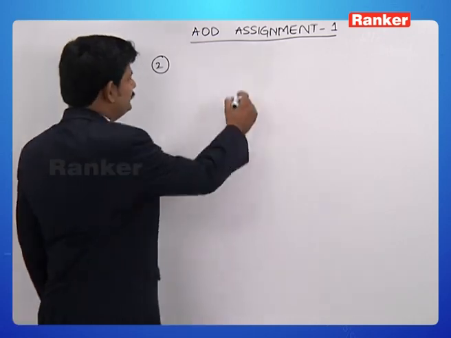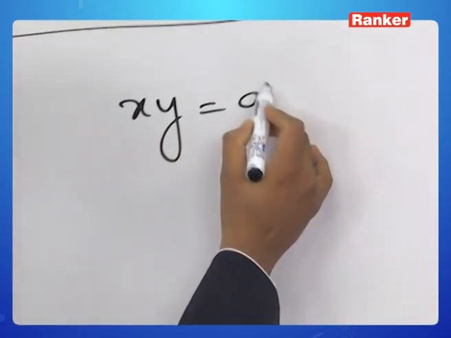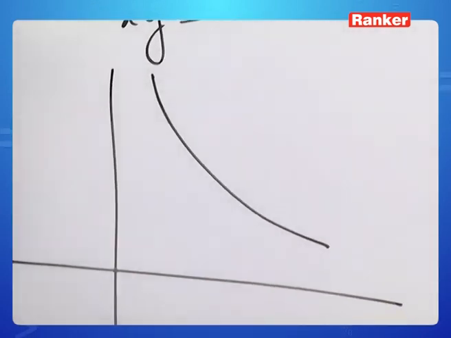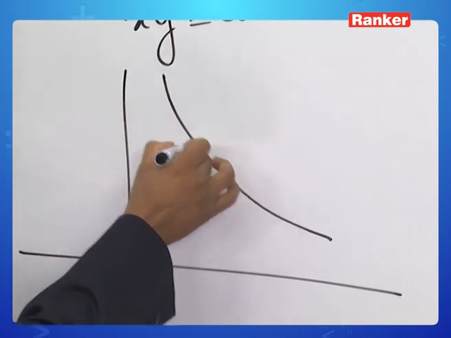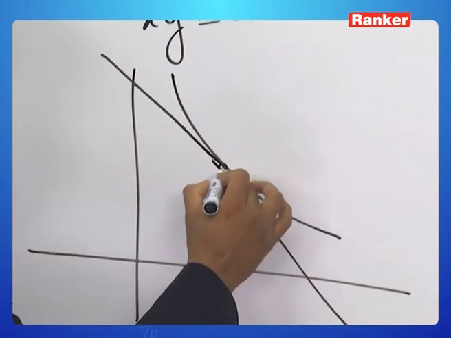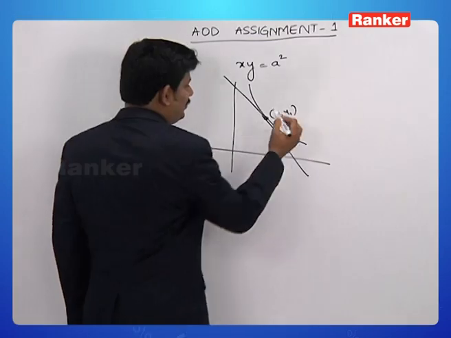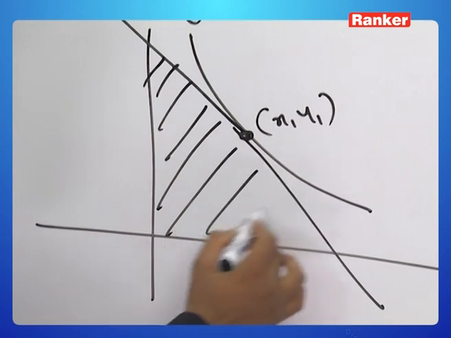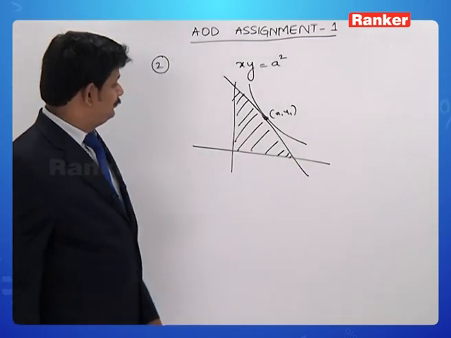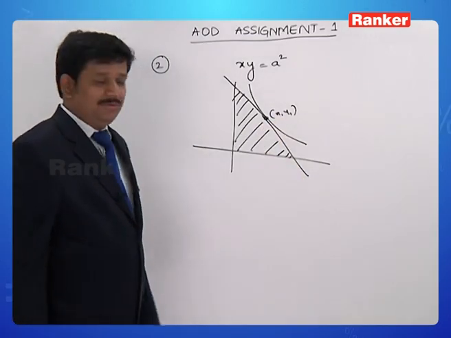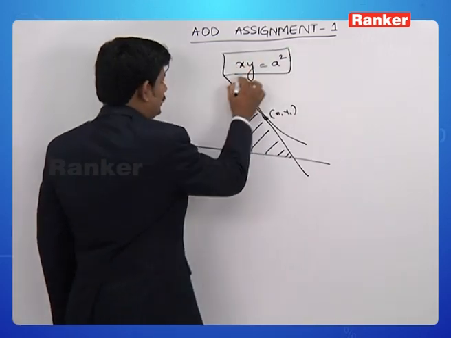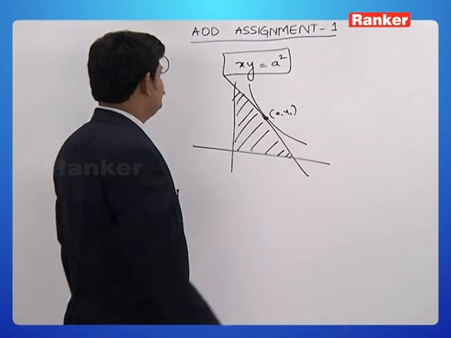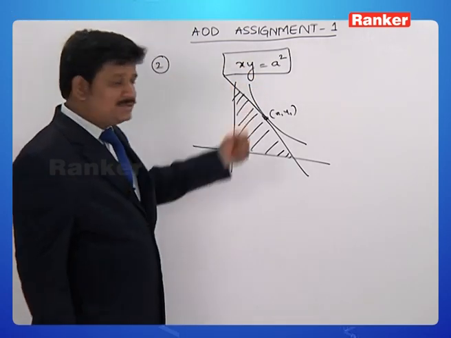We are given the curve xy is equal to a square, and we are asked to find the area of the triangle enclosed by a tangent at the point x1, y1 on the curve, with the coordinate axes. From coordinate geometry, we can see that this is a rectangular hyperbola. We can do this question very easily in coordinate geometry.